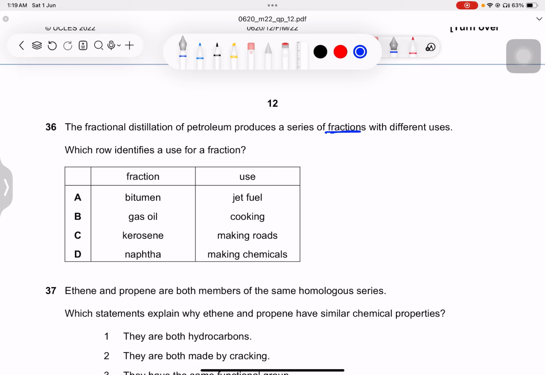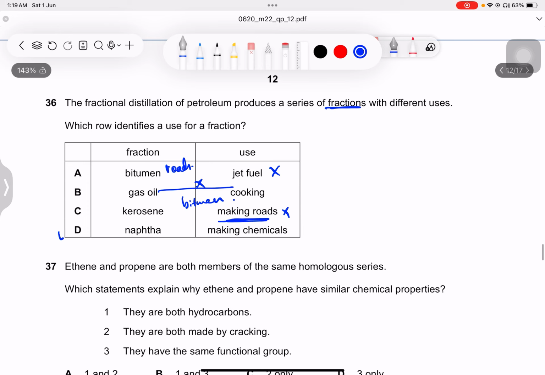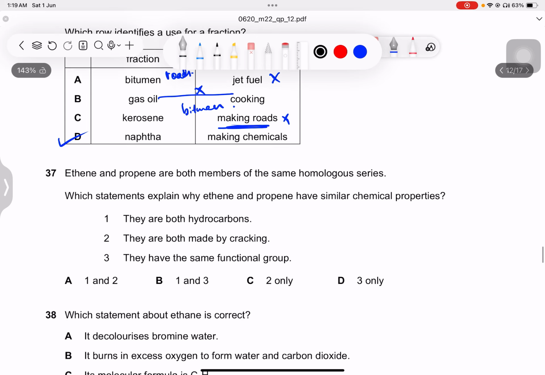Next, the fractional distillation of petroleum produces a series of fractions with different uses. Which row identifies a use for a fraction? So bitumen is used for roads. So automatically A is incorrect and this is also incorrect because this is for bitumen. Gas oil is not used for cooking, it is used as a fuel. Naphtha is used for making chemicals. It is a feedstock for the chemical industry.